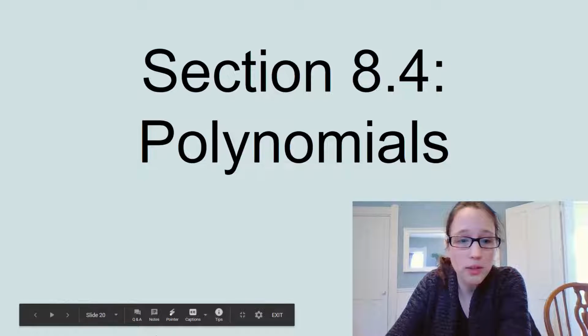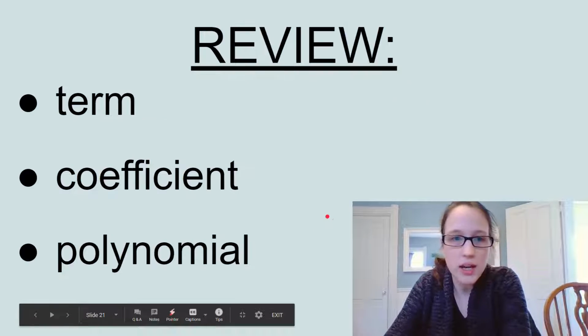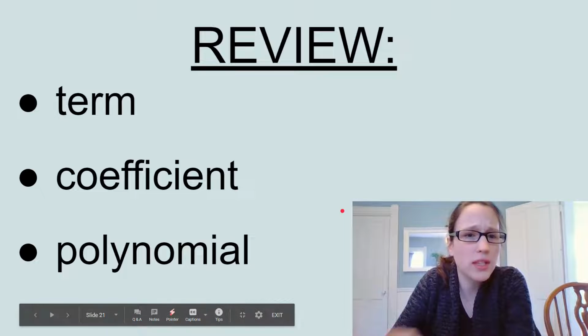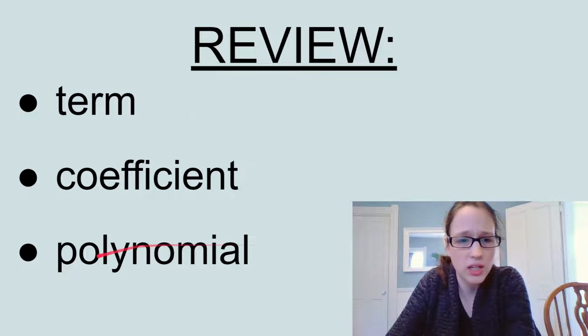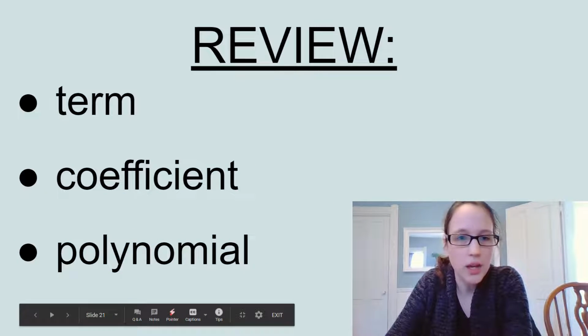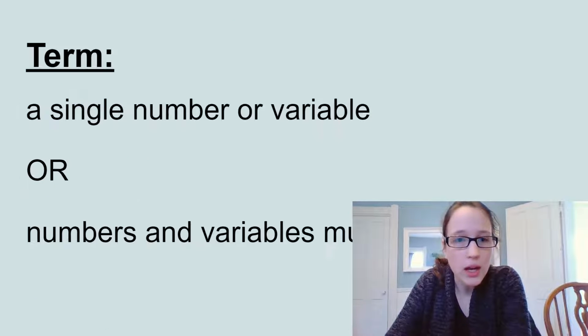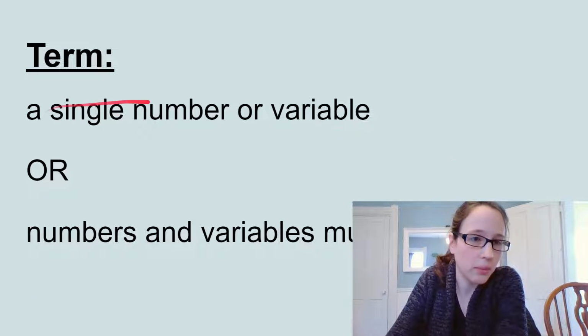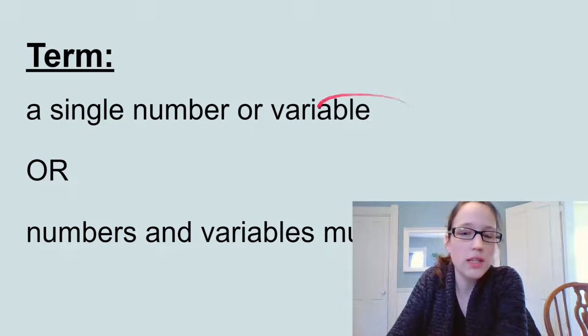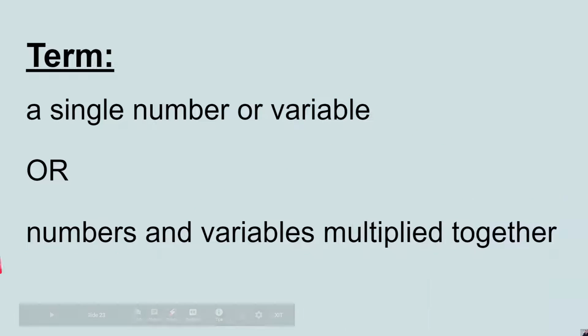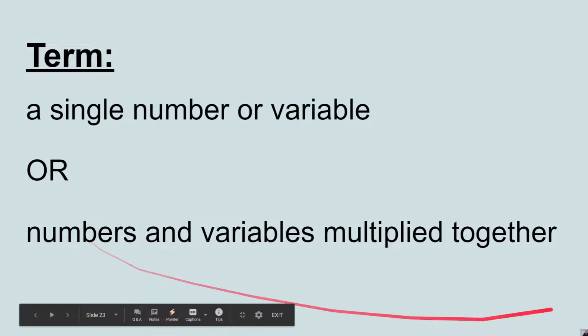So we were talking about polynomials, whatever those are, and the big three words that we talked about were term, coefficient, and polynomial, that big word again. So remember, a term, well, that can just be a single number, like 7, or it could just be a variable like x, or it could be a whole bunch of numbers and variables all multiplied together. The key thing is they need to be multiplied together.